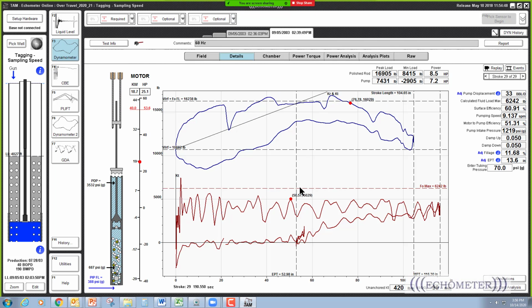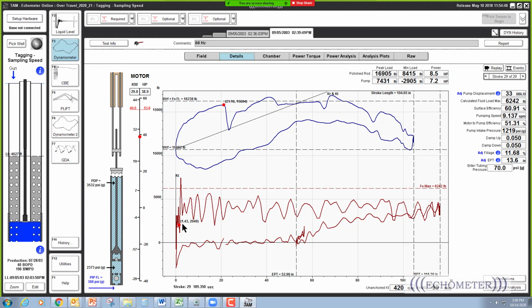When you see a fiberglass rod string that's tagging, and you see a drop in the surface loads like that, then that means it's a tag downhole, even if you can't see the tag because it's too noisy. And so this is one ugly pump card. It won't win a beauty contest.